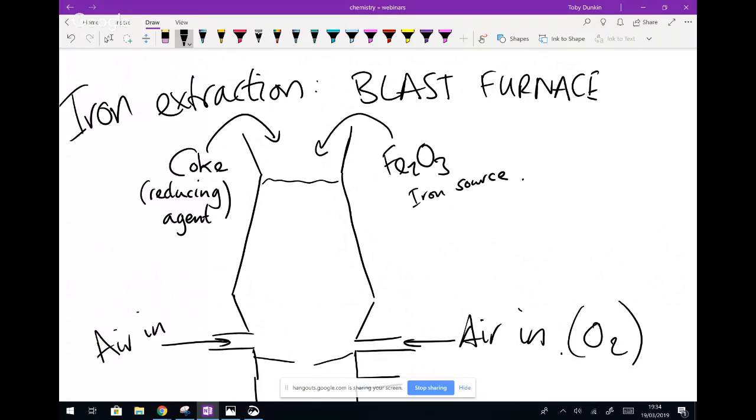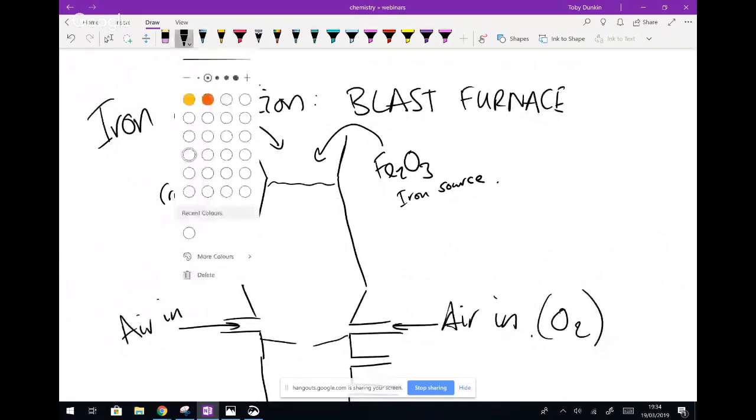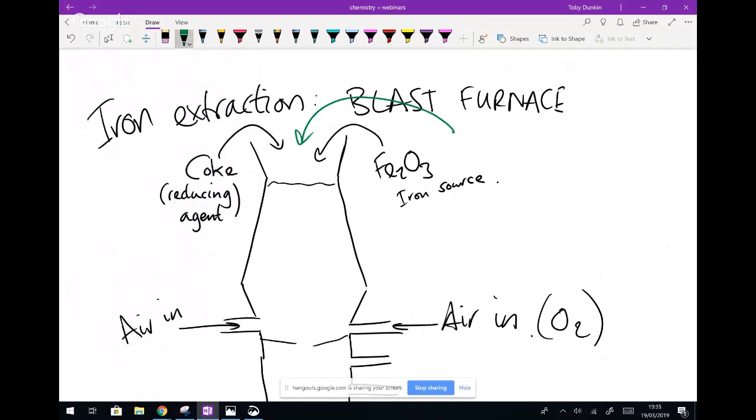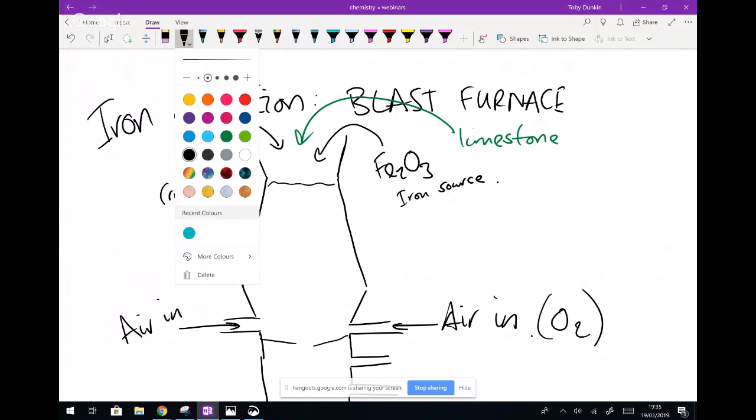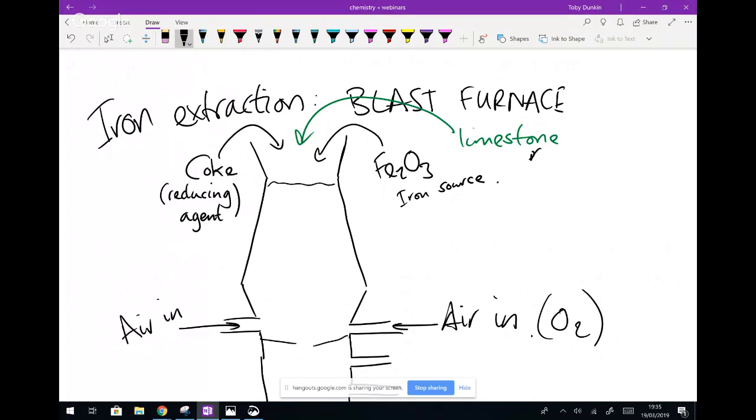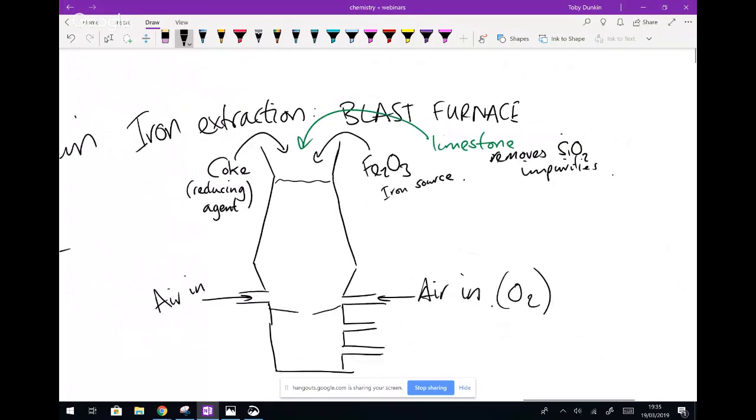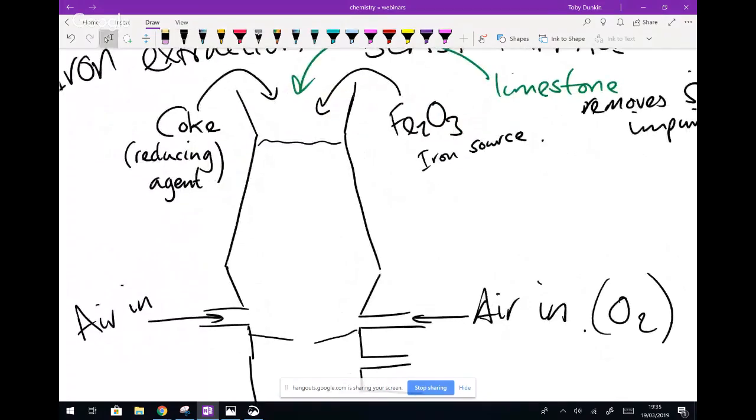Now the third, and I'm going to do this in a different color, green. The third material going in is limestone. Limestone is there to remove impurities, and actually one in particular: it removes silicon dioxide impurities. I'll show you all the equations for this in a minute. The limestone is just for removing impurities, but the other 2 have more important things going on.